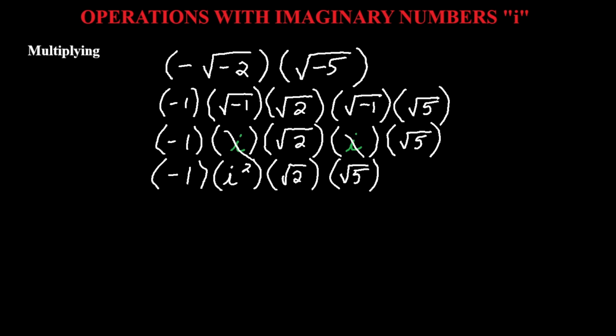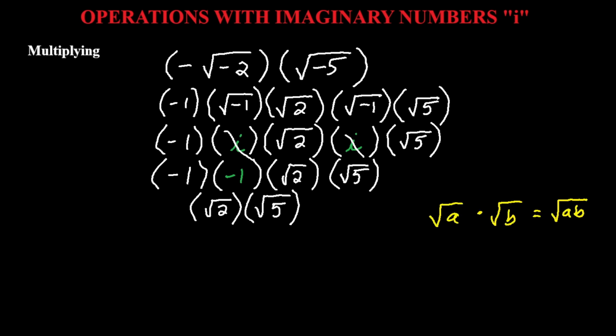So I'm going to rewrite this, changing the i squared to minus 1. Next, I multiply minus 1 times minus 1. Well, we don't need the times 1 there anymore, so we'll get rid of that. And we can simplify radical 2 times radical 5. Remember the rule: radical A times radical B equals radical AB. So I can multiply them. And my final answer is radical 10.